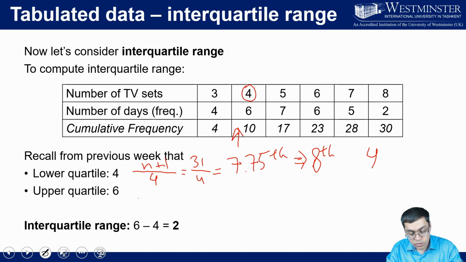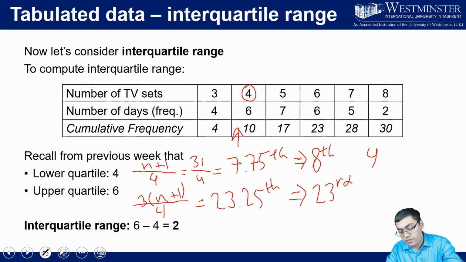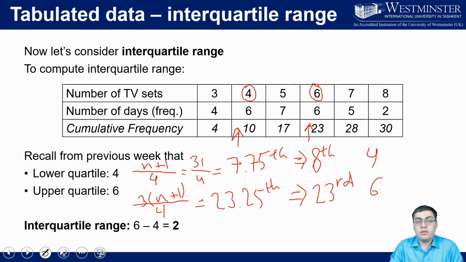My upper quartile is going to be 3 times n plus 1 divided by 4. That would be the 23.25th value, right? So we could take that to be our 23rd value. My 23rd value is in this group over here. So this is my upper quartile, right? And then I just take the difference between the two, and that will give me the interquartile range.